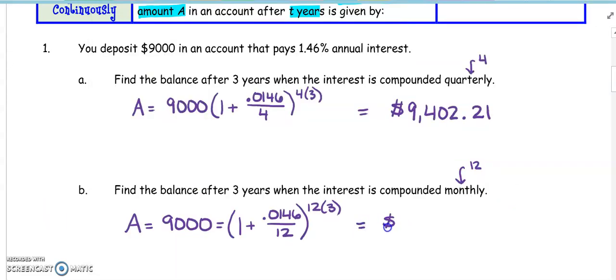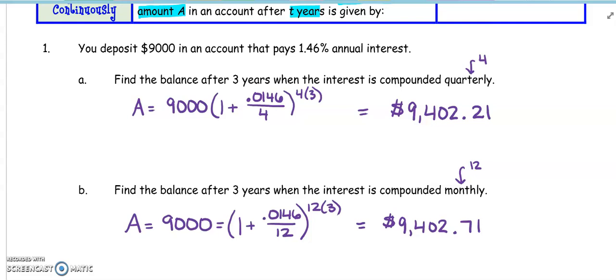And then we will multiply that by $9,000, and we get $9,402.71, which you're probably saying, whoop-de-doo, that's not much more, is it? It's not. But did we invest a whole ton of money to begin with? $9,000? That's nice money. That's not like $9 million, though.